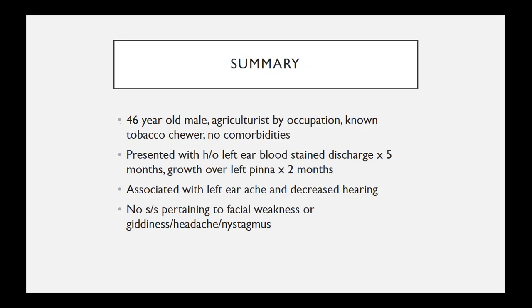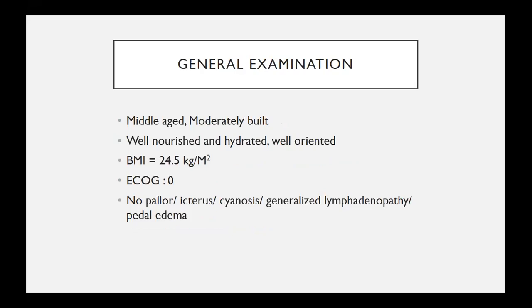To summarize the history, a 46-year-old male, agriculturist by occupation, a known tobacco chewer with no comorbidities, presented with history of left ear scanty blood-stained discharge since 5 months, growth over left pinna since 2 months, associated with left earache and decreased hearing. No symptoms pertaining to facial weakness or extratemporal extension or lower cranial nerve involvement. Coming to the general examination, a middle-aged, moderately built male, well-nourished and hydrated, well-oriented, with a BMI of 24.5 kg per meter square and an ECOG status of 0, no signs of pallor, icterus, cyanosis, general lymphadenopathy, or pedal edema.